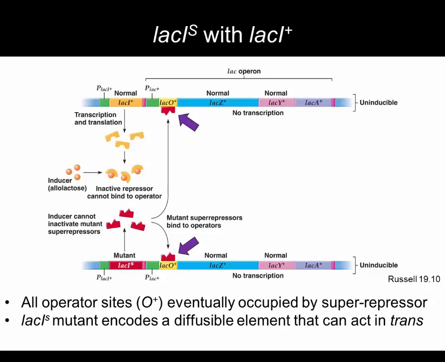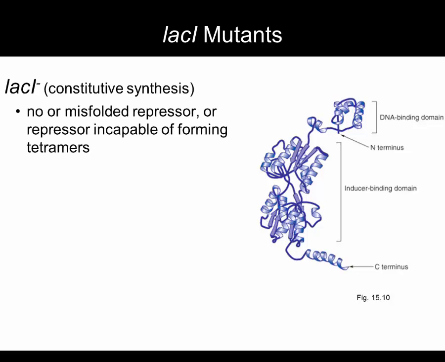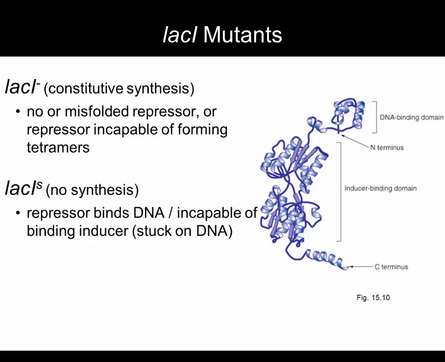With it binding both operators, the structural genes won't be transcribed from either DNA molecule, so expression is uninducible. Since we have the superrepressor phenotype in this heterozygote, we can conclude that it is dominant to wild-type. So we've covered wild-type lac-I, we've covered lac-I minus mutants, which lead to constitutive expression of the lac operon and can be the result of absent or misfolded protein or problems in forming tetramers. And we just saw the superrepressor, which still binds the operator, but not the inducer, preventing synthesis under all conditions.